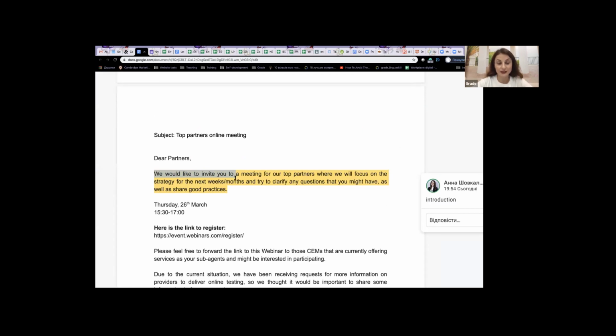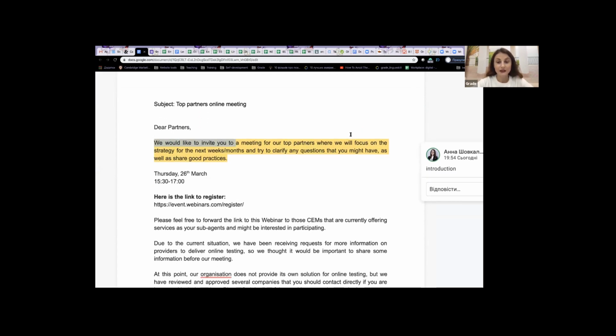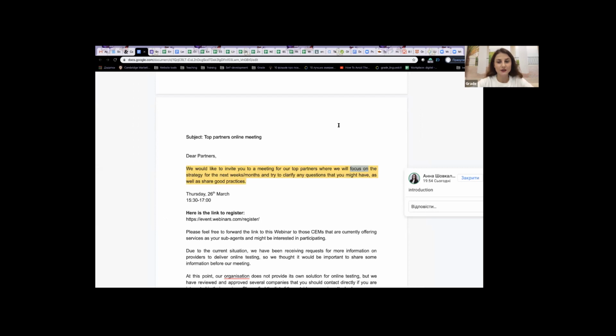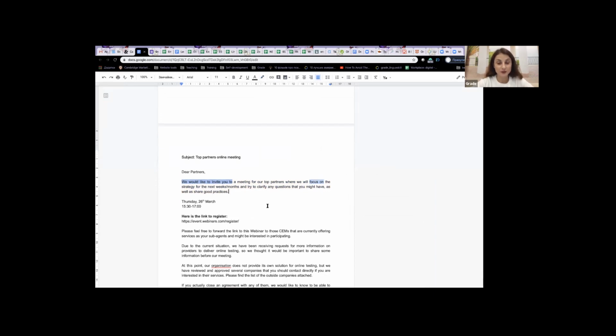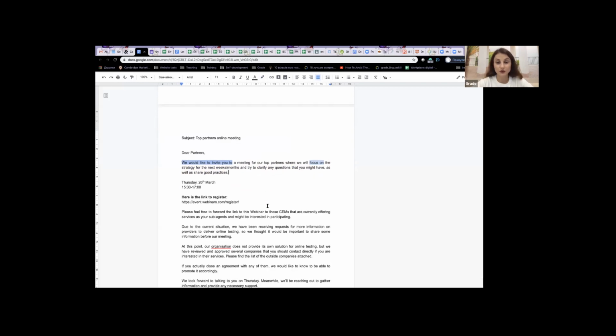You will have these phrases at the end of the handout as well. Then we have, we will focus on. I'm going to make it smaller as I need the highlighter. I'm sorry, I will make it a little bit smaller and I'll highlight the words for you. Meeting of our top partners, where we will focus on. Focus on, good verb, especially in terms of preposition. It's not focus in, focus on.